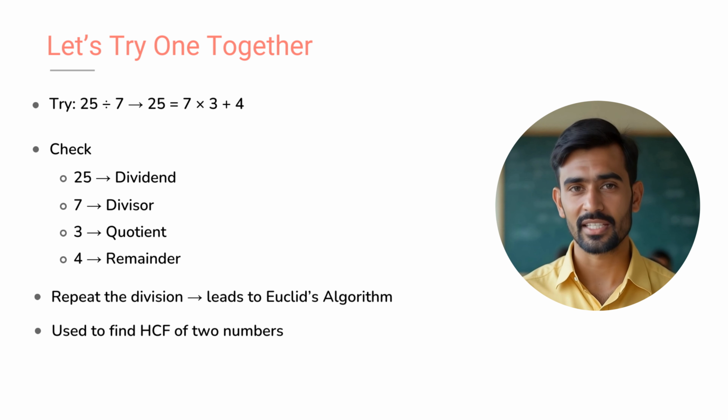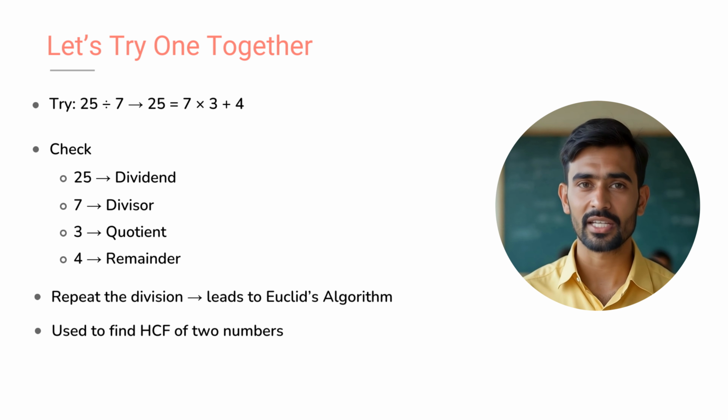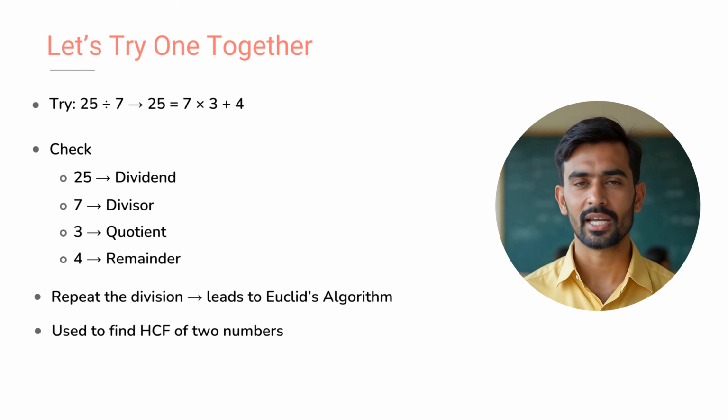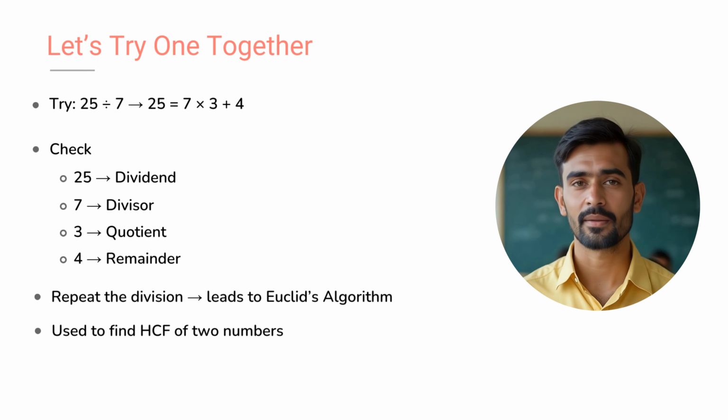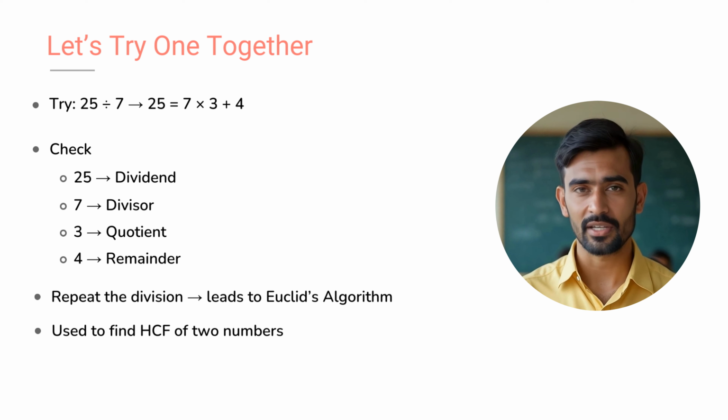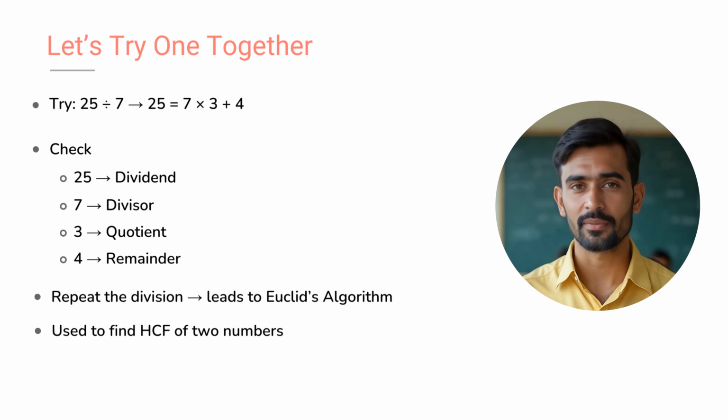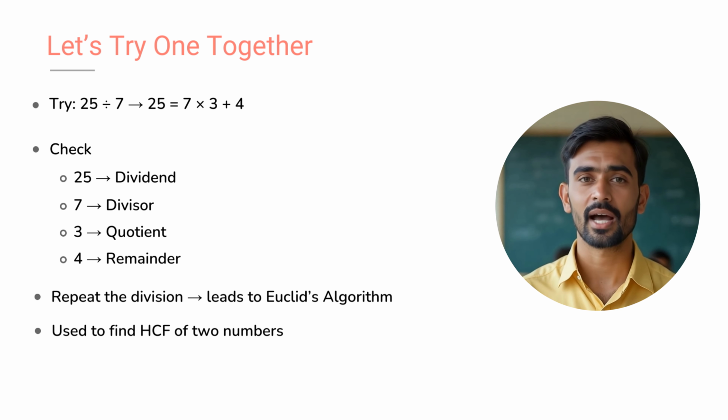Alright, now it's your turn. Let's work through an example together. We're dividing 25 by 7. Here's how we write it. 25 equals 7 multiplied by 3 plus 4. Let's say it aloud. 25 equals 7 times 3 plus 4. Now let's break it down. 25 is the dividend, 7 is the divisor, 3 is the quotient, and 4 is the remainder. Notice how 4 is less than 7? That's important. It confirms the division is valid.